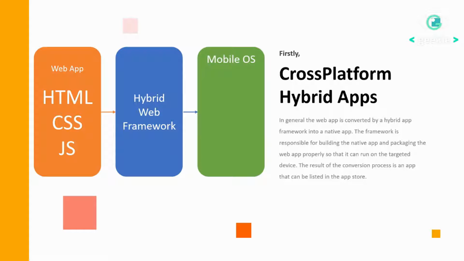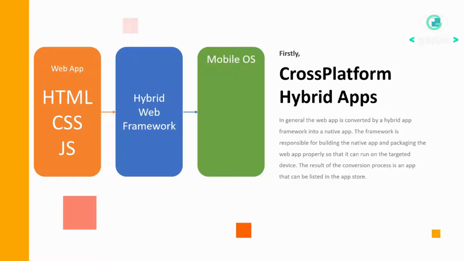This process happens through the whole hybrid web framework. The web framework is responsible for building the native app and packaging the web app properly so that it can run on a targeted device. The result of the conversion process is an app that can be listed in the App Store.